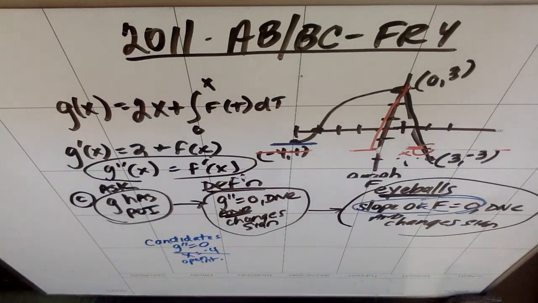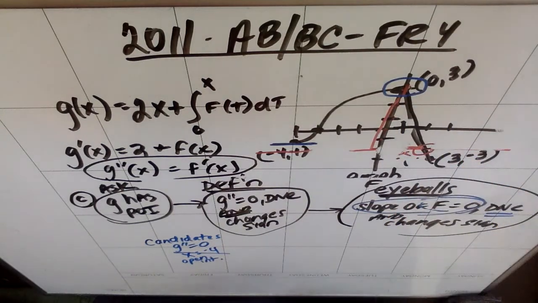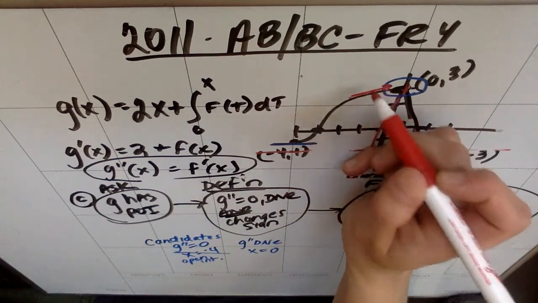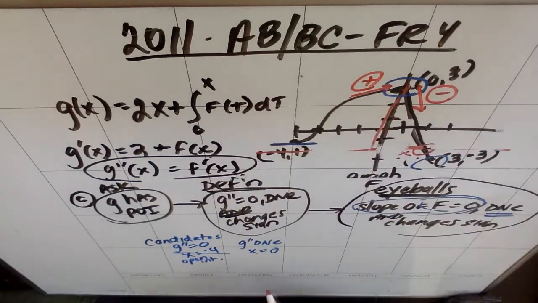g double prime is not 0 anywhere else, but g double prime does not exist in certain places. The graph does not have a slope here because that's a point. So g double prime does not exist at x equals 0. And again, I can't use the other endpoint because they told me the endpoints don't count anyway. So the question is, does g double prime change sign here? Well, this is a positive slope, and this is a negative slope. So yes, this is a point of inflection.